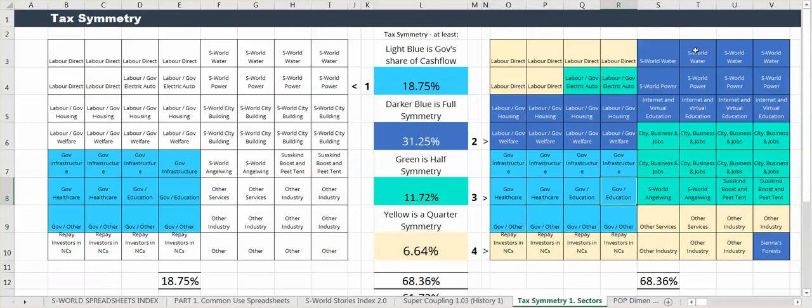Where's some more blue ones? Water. Government, do you want water? Yep, government wants water. Do you want power? Yeah, definitely want power. Internet, virtual education? Yep. What about social housing? Yep. And this actually forms a significant part. I'll get to that later.